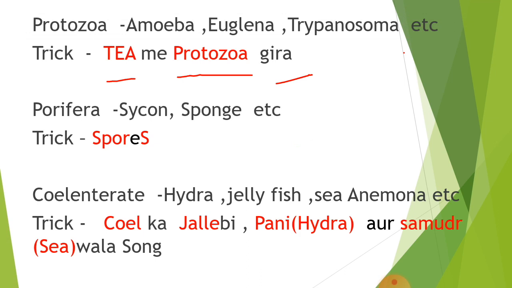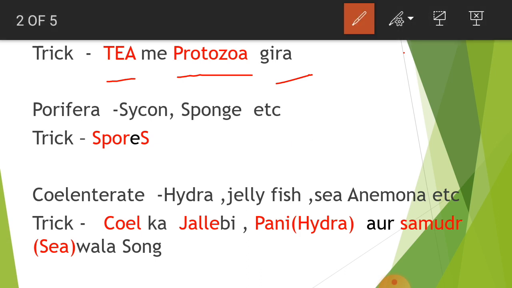Let's move on to second trick. अब second trick में क्या है? Porifera. So Porifera is a phylum and the species that come under it are Sycon, Sponge, etc. So let's understand. Trick is "spores." With the first S, you can take either Sycon or Sponge, and with the second, you can take either Sponge or Sycon. So "pore" gives us Porifera.